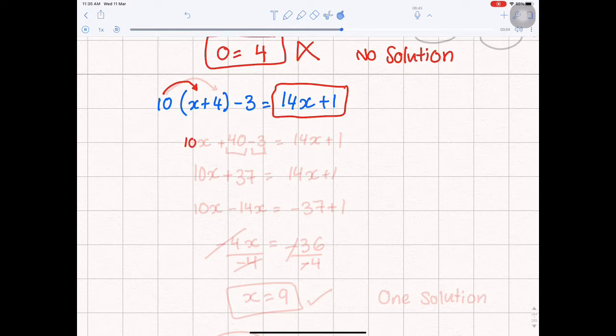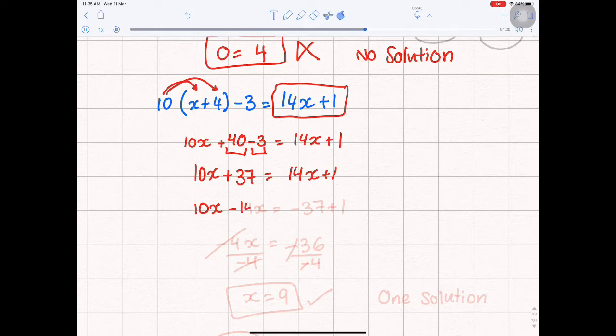10 times x is going to be 10x. 10 multiply 4 is going to be 40 minus 3. Then I have these like terms. Positive 40 minus 3 is going to be positive 37. Now let's move the x's to one side and the numbers to the other side.